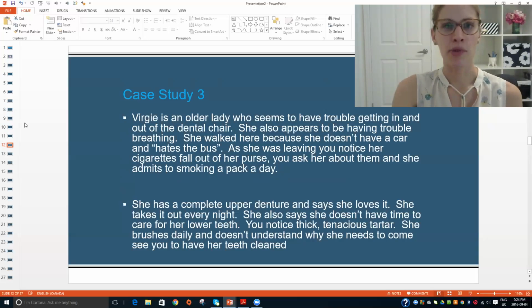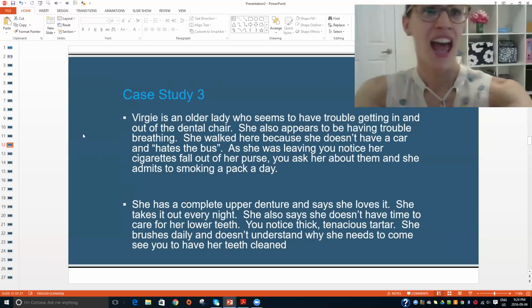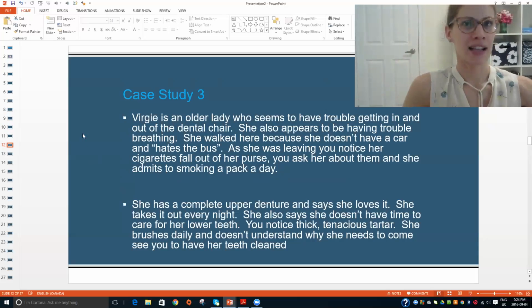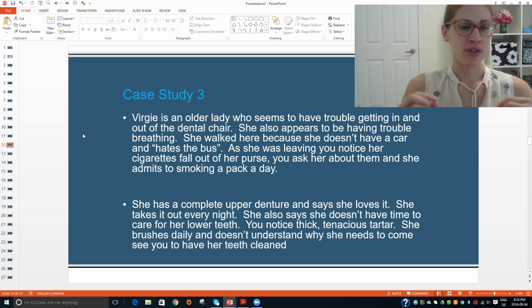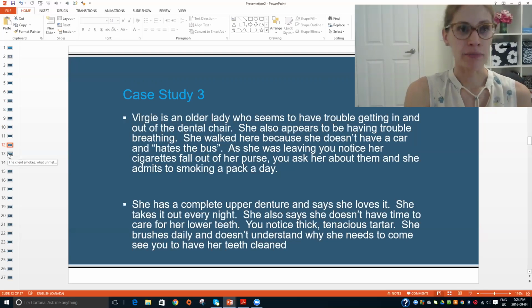She has a complete upper denture and says she loves it. She takes it out every night. She also says that she doesn't have time to care for her lower teeth. You notice thick, tenacious tartar. She brushes daily, and I can't see with my webcam. Let me move that. She brushes daily and doesn't understand why she needs to come see you to have her teeth cleaned. So look at all of the different avenues here and look at what this is saying, because this is an even more intense case study where they're talking about a lot more. So let's go through a question.